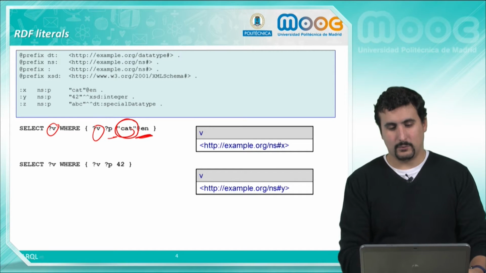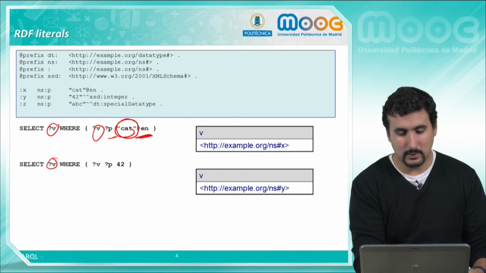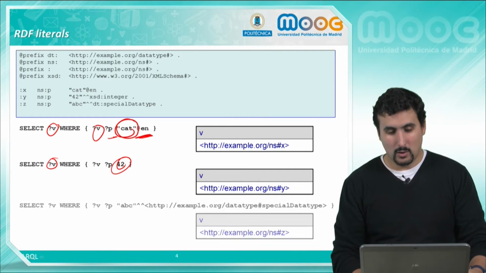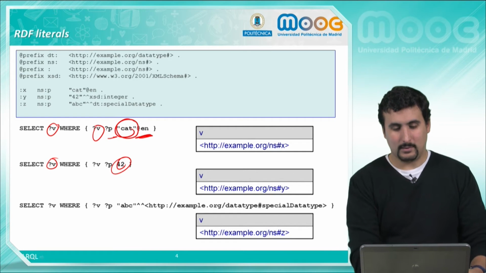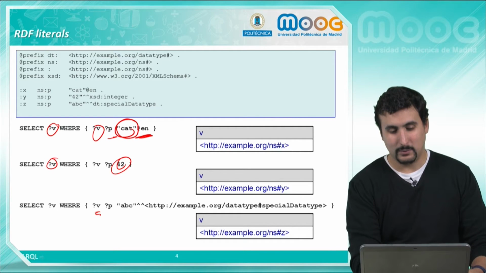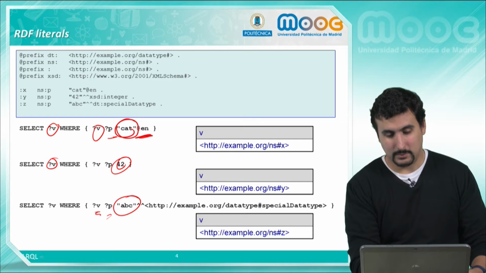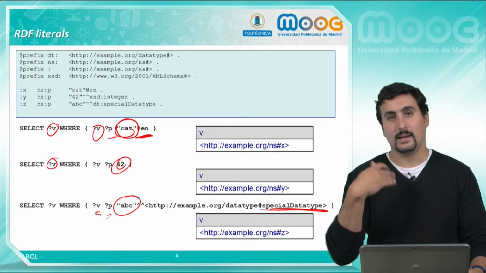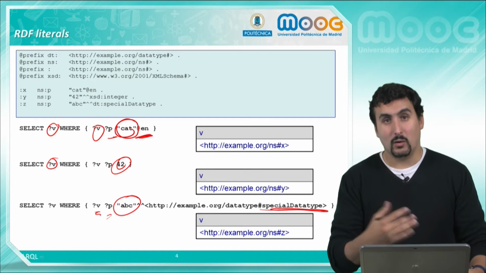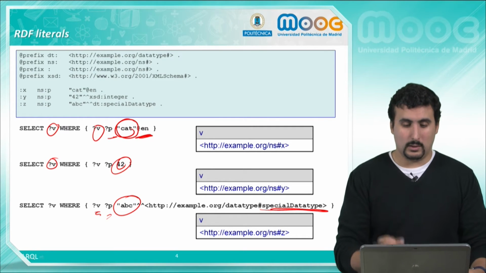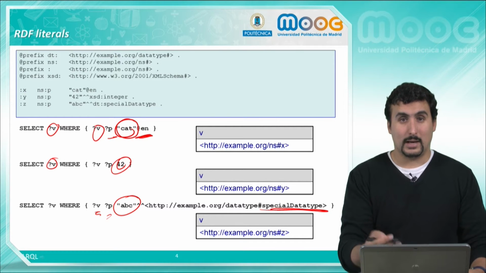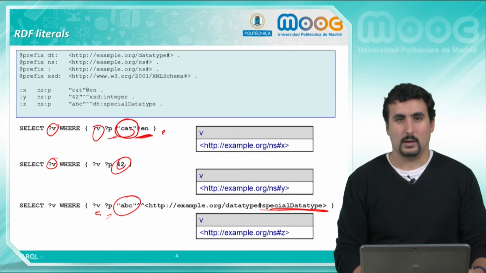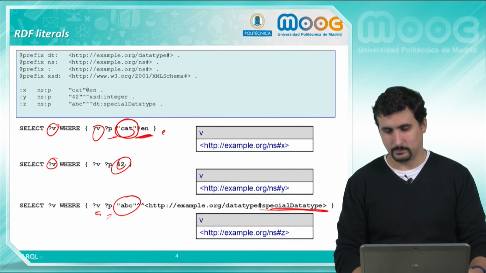We can as well ask for an individual that has a property related to a numerical value, or we can specify that this individual must be related to a specific value, in this case ABC, of the type special data type. We can include the data type as part of the SPARQL query. So we can work with raw numbers, with strings annotated in a given language, or with specific data types.